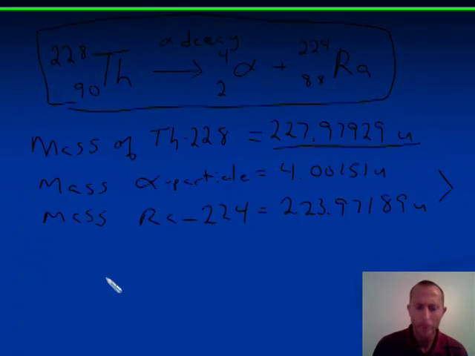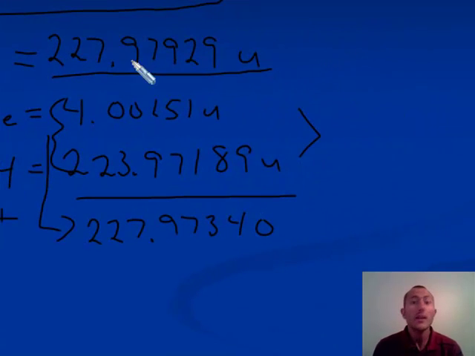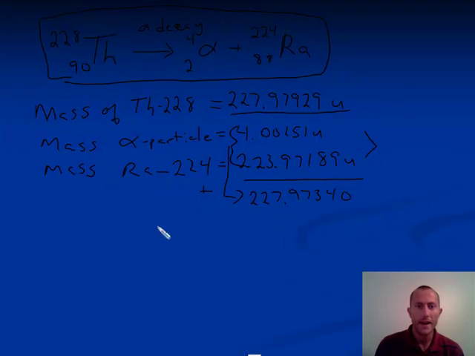And so the next step here is to find the mass difference. And so we're going to add the masses of our products together, 223.97189 plus 4.00151, and what we end up with is a mass of 227.97340. And so again, notice the 5 decimal places, and it takes that many before you start to notice the difference. It's not until the 3rd decimal place that you see a difference between these 2 masses. And so that then takes us to our next step, which is to actually find the difference in mass.